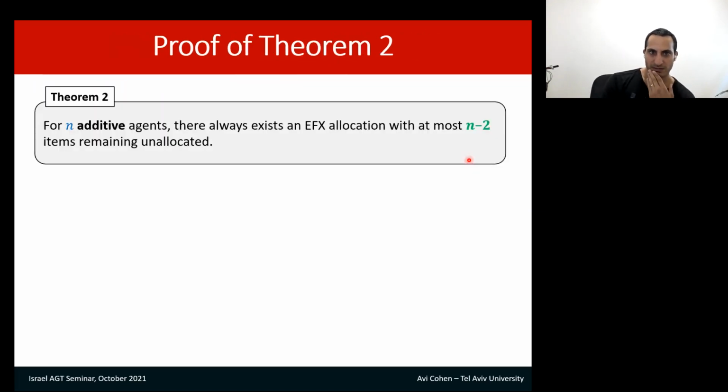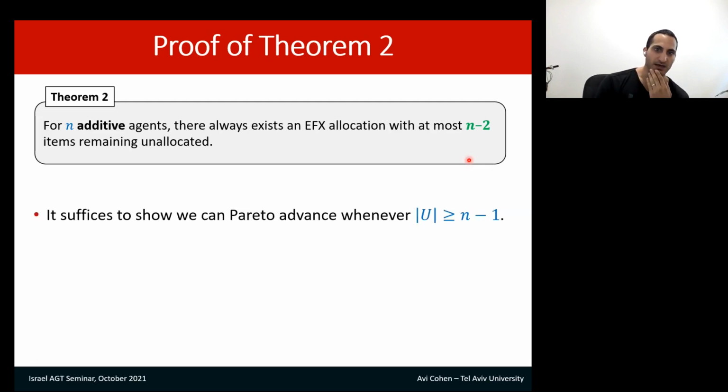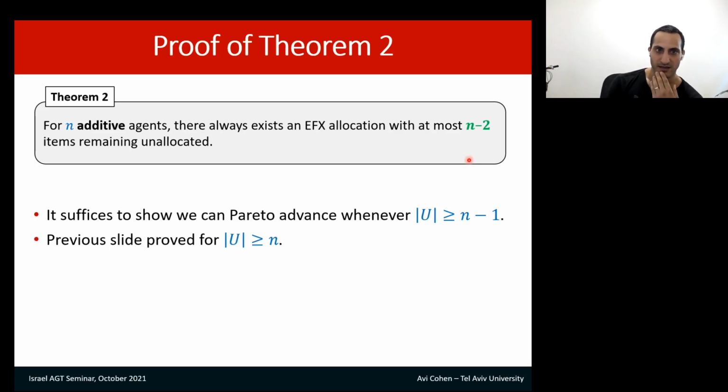Now we prove our theorem using the ideas from the previous proof. Just a reminder, we want to show that we can find an EFX allocation with at most n-2 items remaining unallocated. By our proof structure, it suffices to show that given an EFX allocation X, we can Pareto advance if there are at least n-1 items unallocated. By the previous slide, if there are at least n unallocated items, we can Pareto advance. So it remains to consider the case where there are exactly n-1 unallocated items.